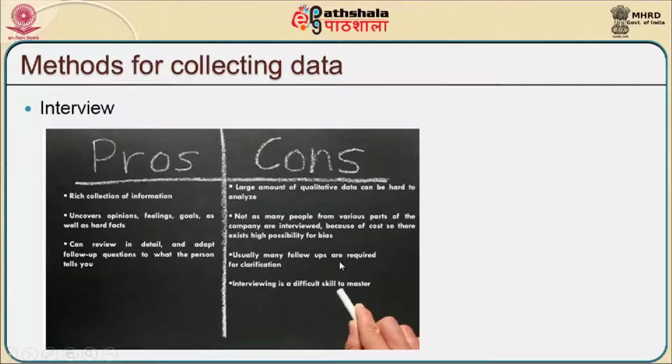Usually many follow-ups are required for clarification. To the same person we may not be in a position to interview, because at times we may have wanted more clarity, so we are not able to find the same person for getting clarity on the same information. Interviewing is difficult to master.